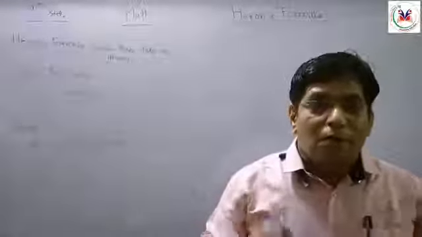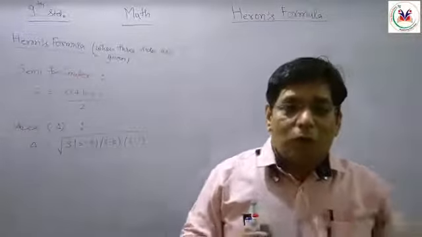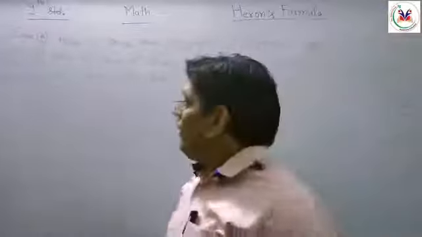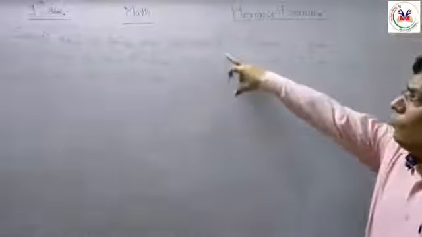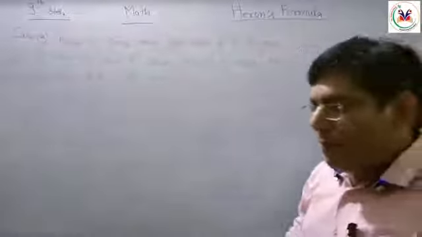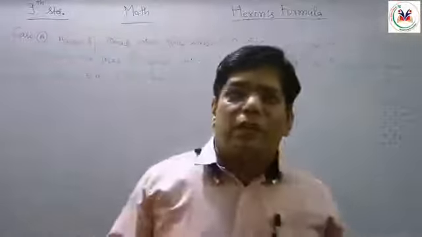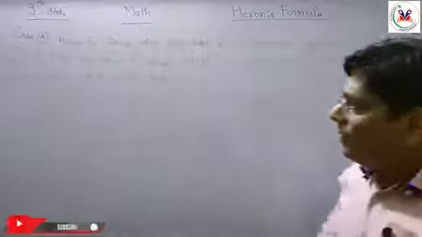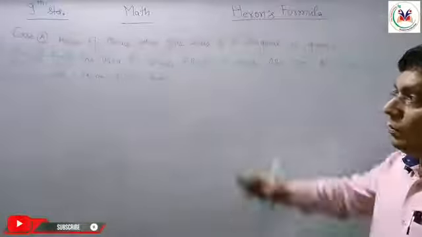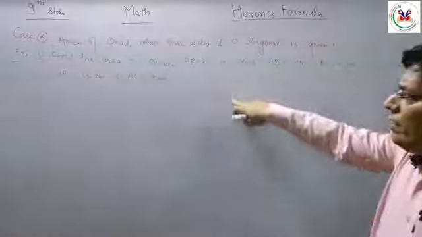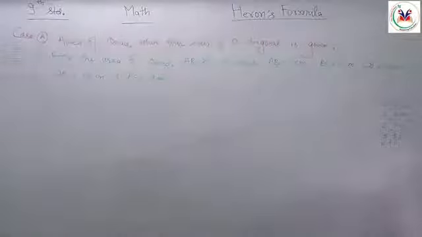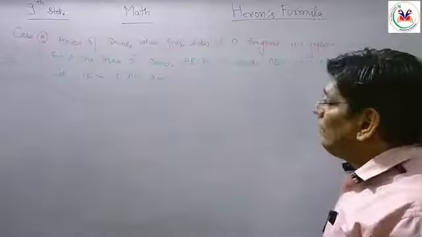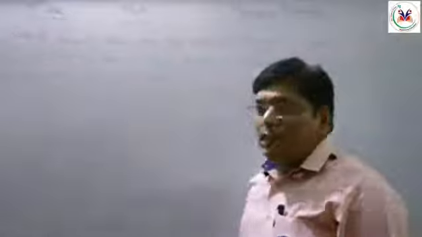So the first case is when we have to calculate the area of a quadrilateral, when four sides and a diagonal are given. You will have to calculate the area of the quadrilateral, and four sides and one diagonal are given. Now the example is: find the area of quadrilateral ABCD in which AB is 7 centimeter, BC 6 centimeter, CD 12 centimeter, DA 15 centimeter and AC 9 centimeter.